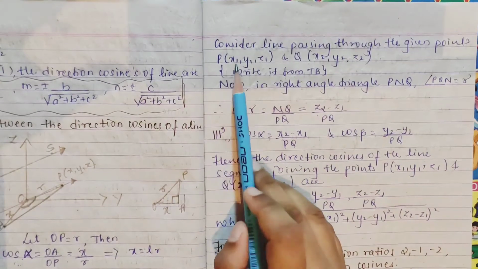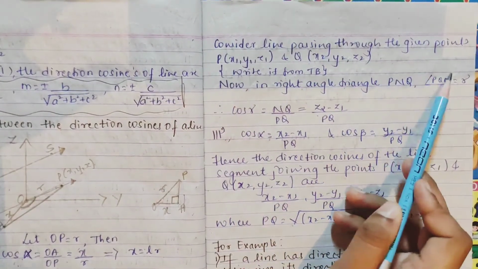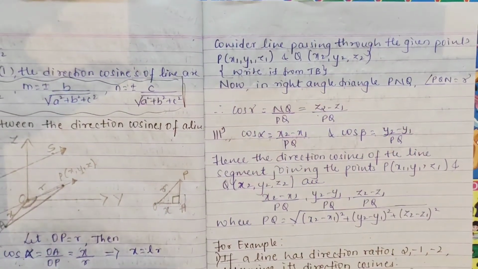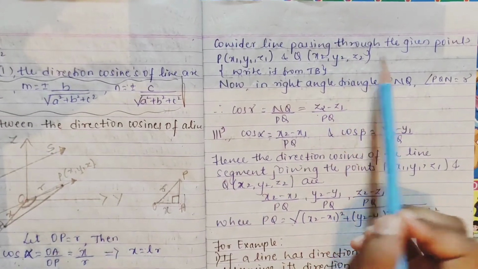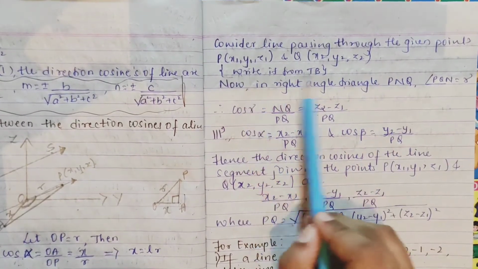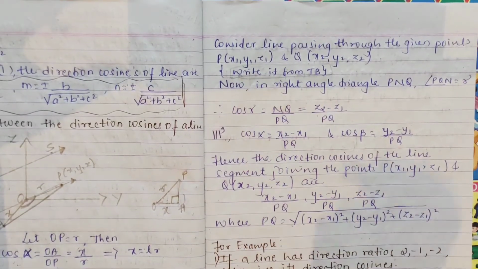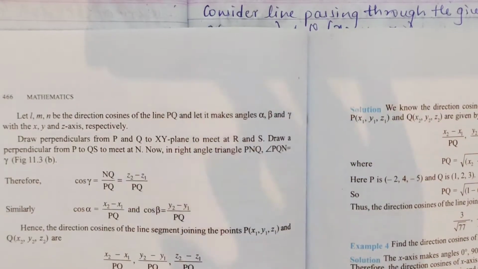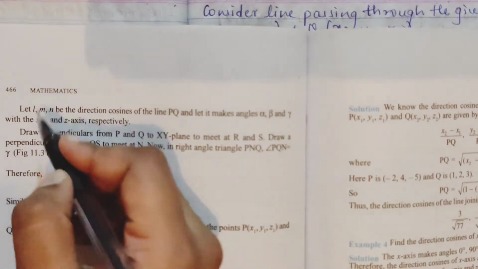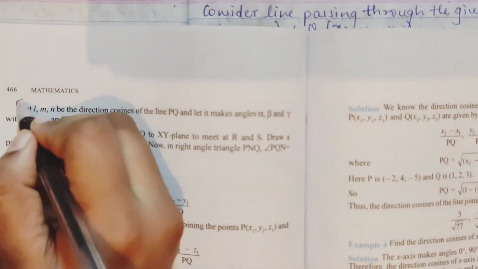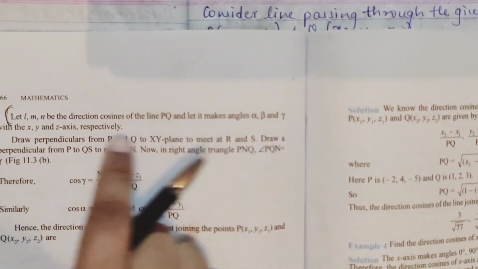So first write this point. Consider a line passing through the given points P(x1, y1, z1) and Q(x2, y2, z2), which I said. After that, write it from the textbook I have written. You shouldn't forget. I'll show you what you have to write. Next you write this. As I said, direction cosines l, m, n of line PQ. So it makes angles alpha, beta, gamma with your x, y, z axes respectively.